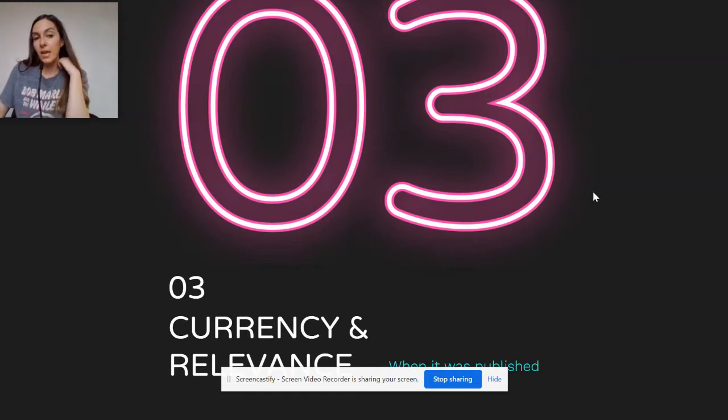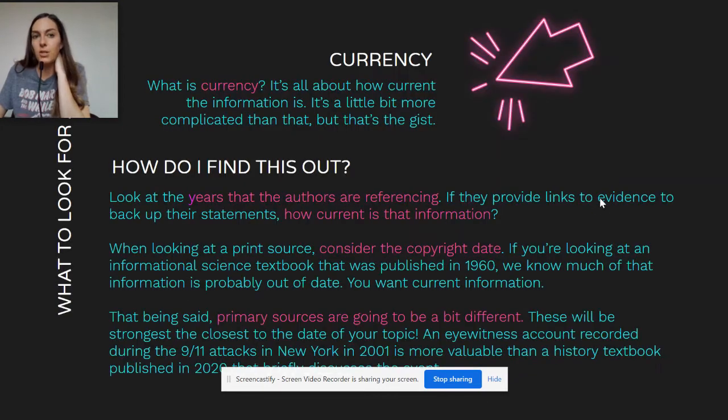For the third thing, we're going to look at currency and relevancy. And this is going to be when it was published and whether it actually relates to your topic or not. So when we talk about currency as it relates to sources, we're not talking about money. We're talking about whether or not this information is current. And currency is more complicated than that. There's a whole formula for it. But for our purposes, we just really want to consider, when was this published? Is this information current?